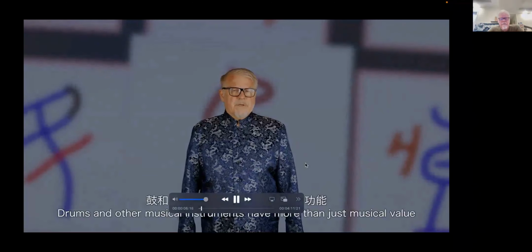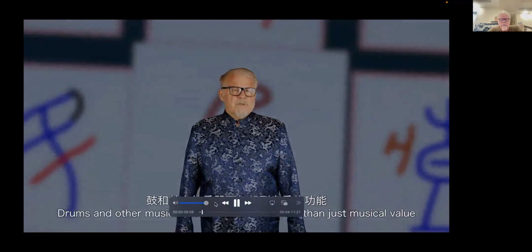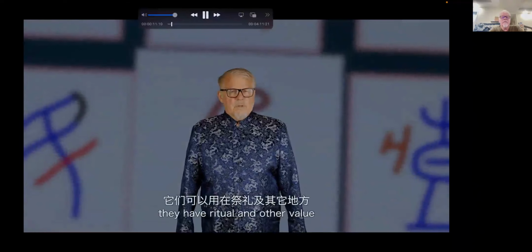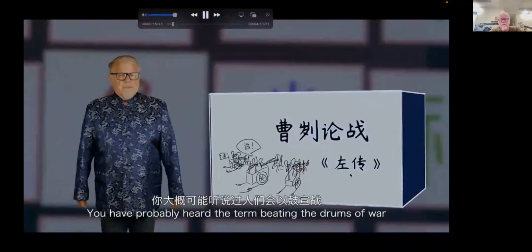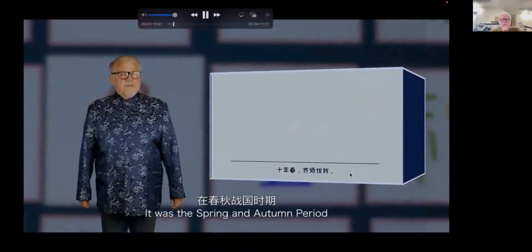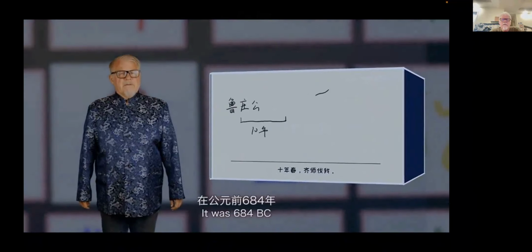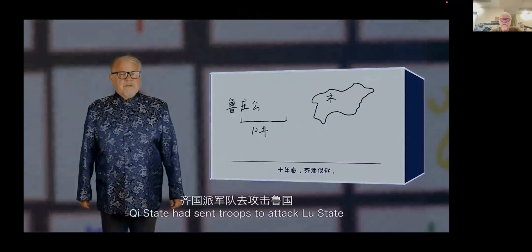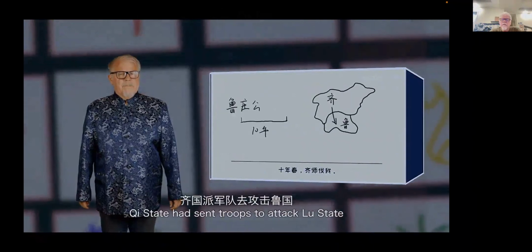Drums and other musical instruments have more than just music, ritual, and other value. You have probably heard the term beating the drums of war. It was the spring and autumn period. It was 684 BC. Qi state had sent troops to attack Liu state.